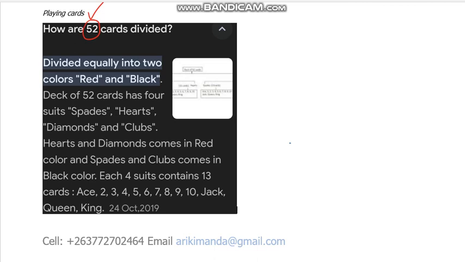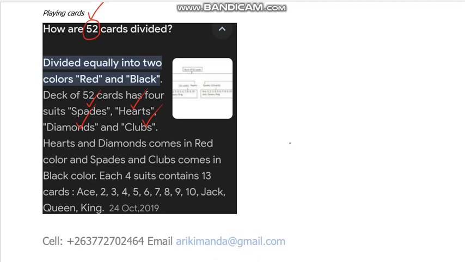And these 52 exclude the jokers. Jokers are a recent addition. They are not part of the 52 playing cards. So take note. And of these 52 cards, they come in suits or designs. Our 52 cards are divided into 4 designs or suits, namely spades, hearts, diamonds, and clubs.